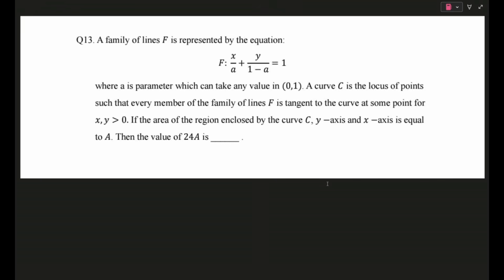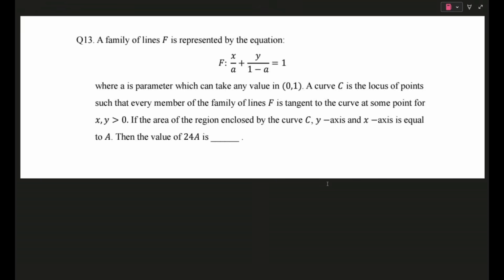So the question reads something like this. There is a family of lines f which is represented by this equation where a is a parameter that can take any value in between 0 to 1, both open. So 0 and 1 are not included. A curve C is the locus of points such that every member of the family of lines of f is tangent to the curve at some point. So they are basically trying to say that every line belonging to the family f will be a tangent to the curve C at some or the other point. And obviously x and y both are greater than 0, so we are all talking about the first quadrant, right?